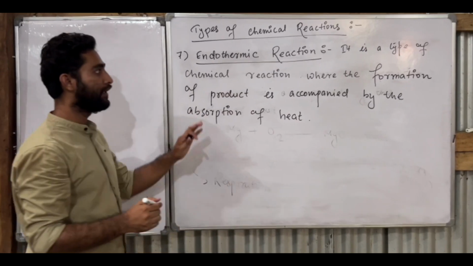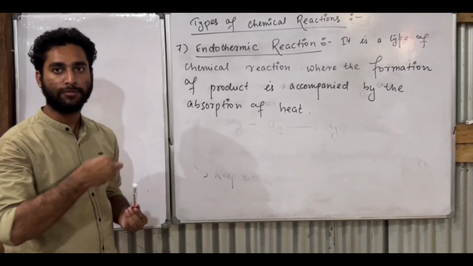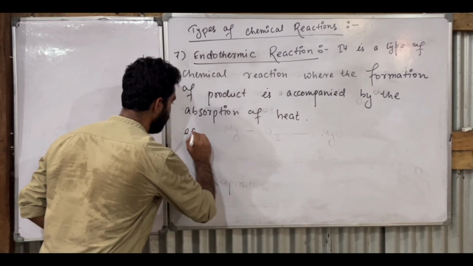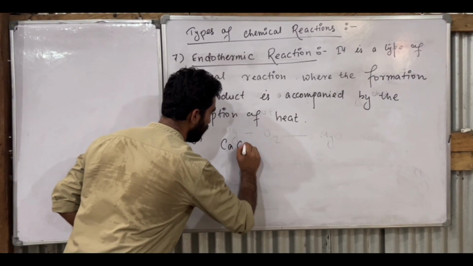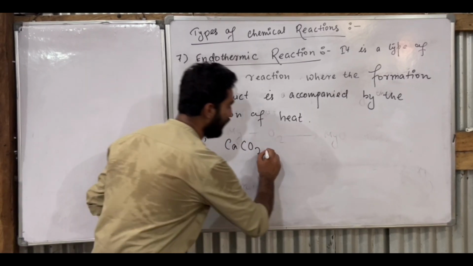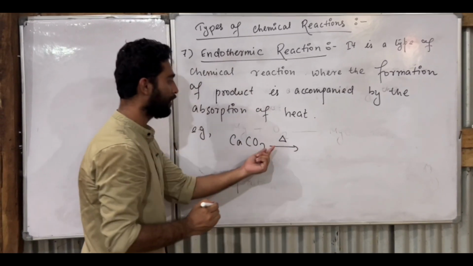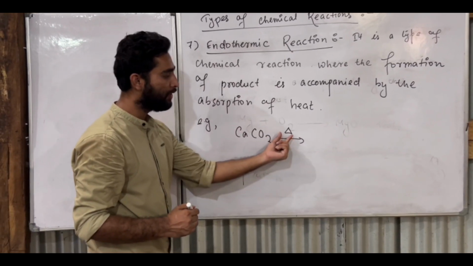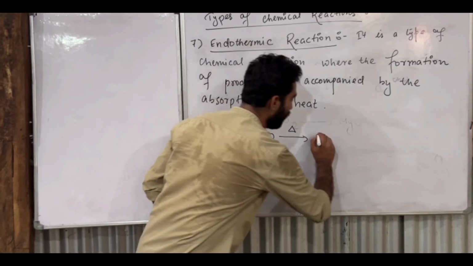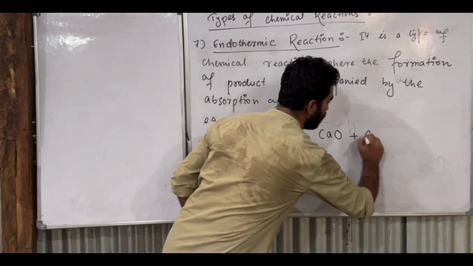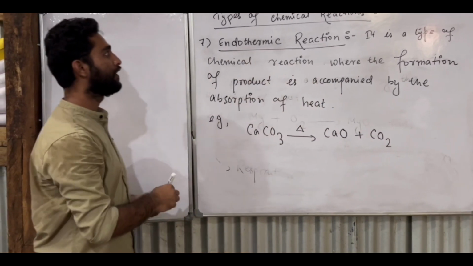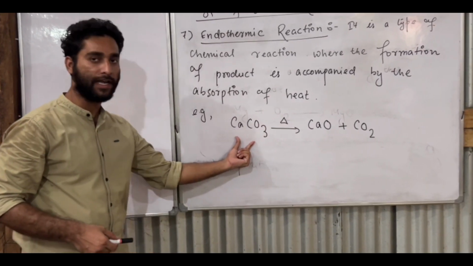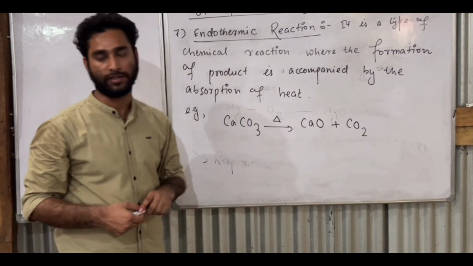So in this type of reaction, the reactant will absorb the heat and the reactant will be converted into products. Example, calcium carbonate. If we provide heat to the calcium carbonate, this is the symbol of delta. It means the heat is being provided. So calcium carbonate will absorb the heat and will be broken down into calcium oxide plus carbon dioxide. So it is an example of an endothermic reaction. Here the heat is absorbed by the reactant and it is converted into the product.